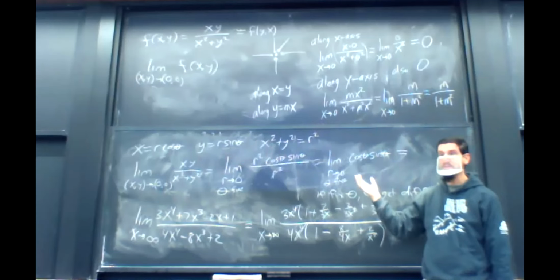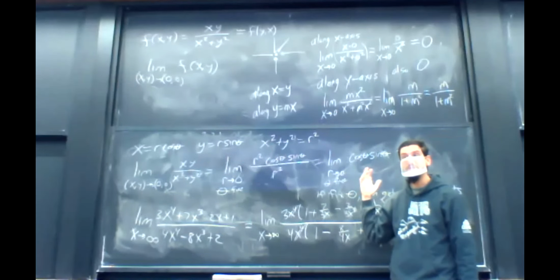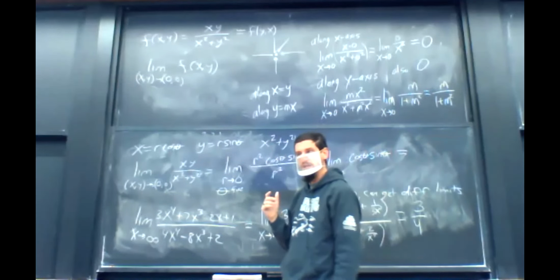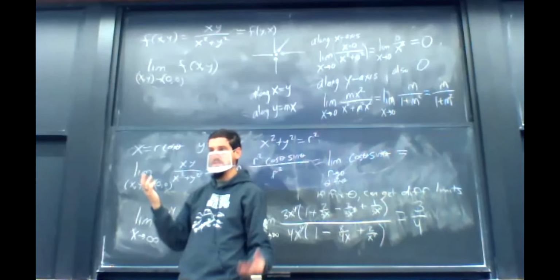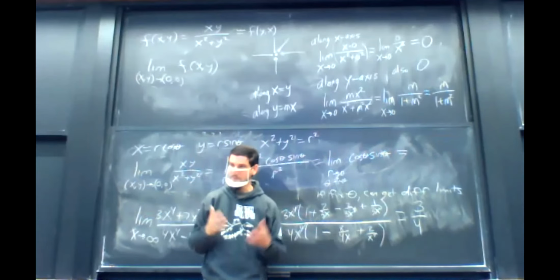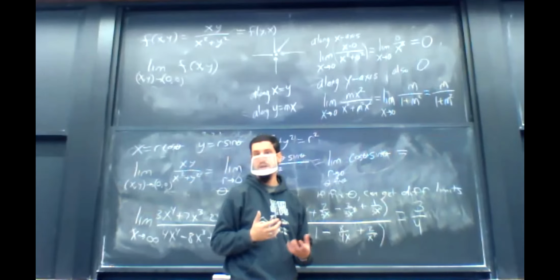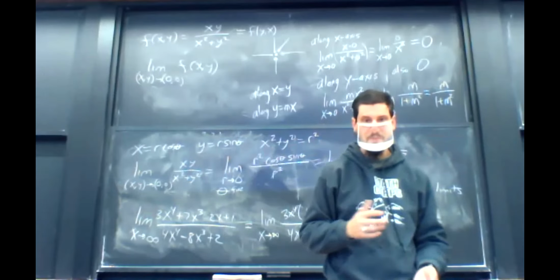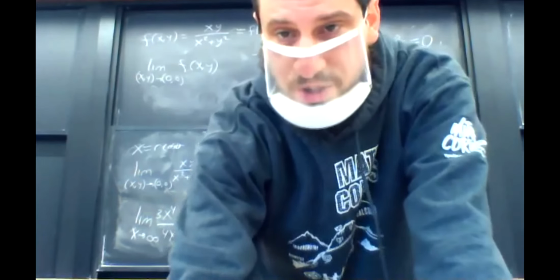It's possible to come up with something that's the same along all the lines, but different along parabolas. If I really want it to be cruel, I could have something that's the same along all straight lines, all parabolas, but not on cubics. And so just because you check it a couple of times does not mean it's always going to work.